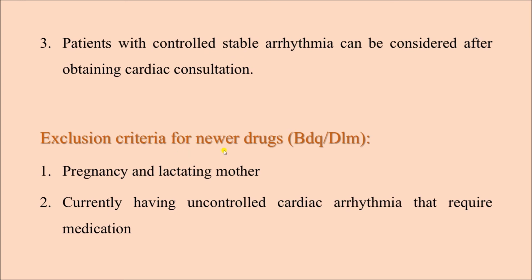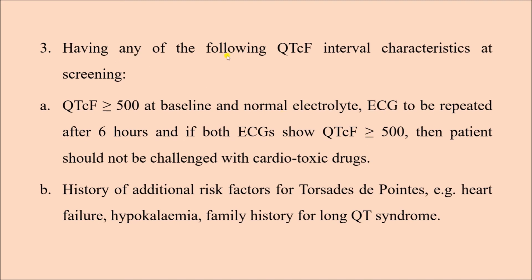What are the exclusion criteria for the newer drugs? Pregnancy and lactating mothers, and currently having uncontrolled cardiac arrhythmia that required medication. Having any of the following QTc interval characteristics at screening, for example corrected QTc more than 500 at baseline and normal electrolytes. ECG to be repeated after 6 hours, and if both ECGs show corrected QT more than 500, then the patient should not be challenged with cardiotoxic drugs like bedaquiline, Delamanid.